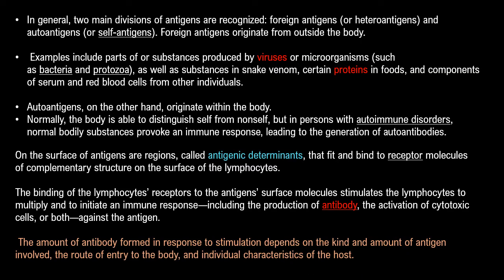In general, there are two main divisions of antigens: foreign antigens and autoantigens. Foreign antigens originate from outside the body. Examples include parts of or substances provided by viruses or microorganisms such as bacteria or protozoa, as well as substances in snake venom, certain proteins in food, or components of serum or red blood cells from other individuals.